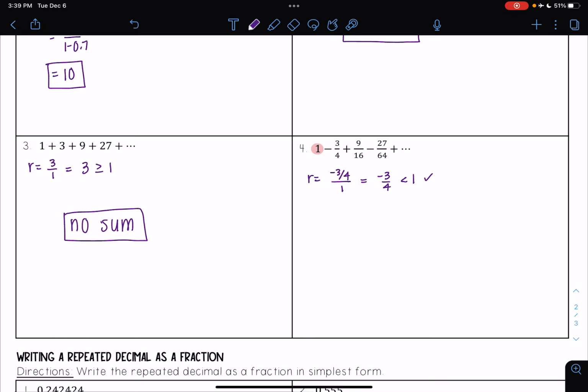And so I can go ahead and find my sum. So my sum is equal to a1 over 1 minus r. a1 is equal to 1, over 1 minus negative 3/4, which is really 1 plus 3/4. And when you go ahead and put that in your calculator, you should get that this comes out to be 4/7.